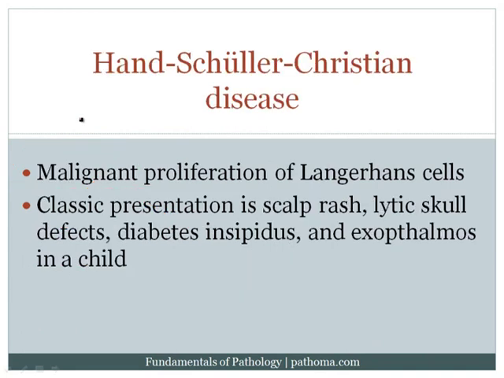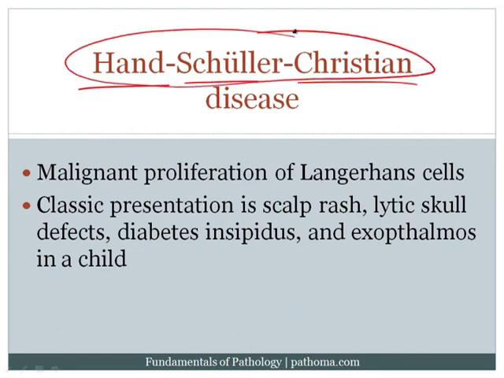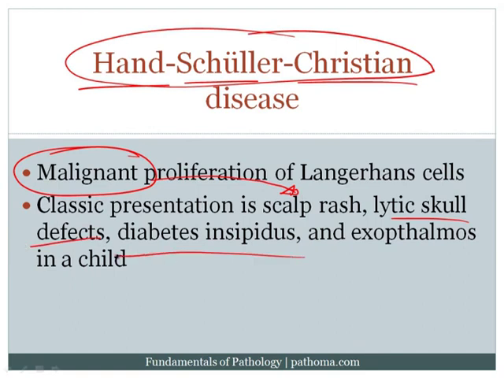The final histiocytosis that we want to talk about is Hand-Schüller-Christian disease. Again, this has 3 names in it, so we're going to think about it as malignant. Because it's malignant, it's going to involve the skin, giving you a scalp rash, and there can also be lytic skull defects. The patients classically also have diabetes insipidus and exophthalmos, and it's usually seen in a child, classically greater than the age of 3.